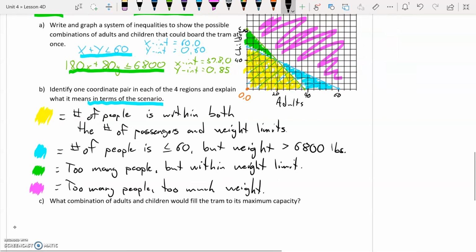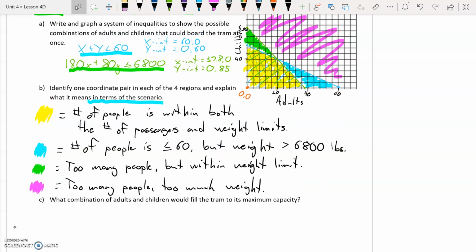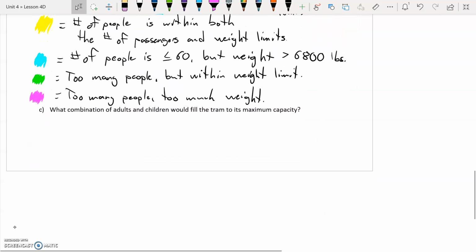Okay, and that's going to be the case for any system of two linear inequalities. Assuming that they intersect somewhere and are not parallel to each other, they are going to have four regions created. One region makes both inequalities true, one region makes one but not the other, one region makes the other but not the first one, and one region makes neither inequality true. You always get those four regions, it's just a matter of interpreting which region means what.